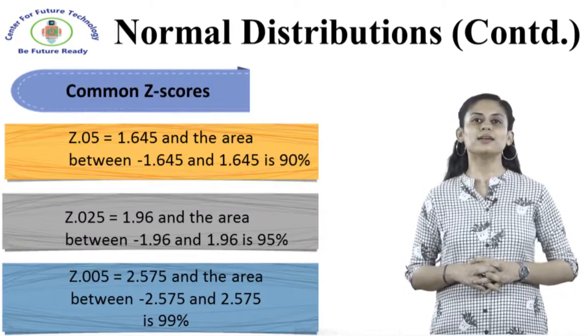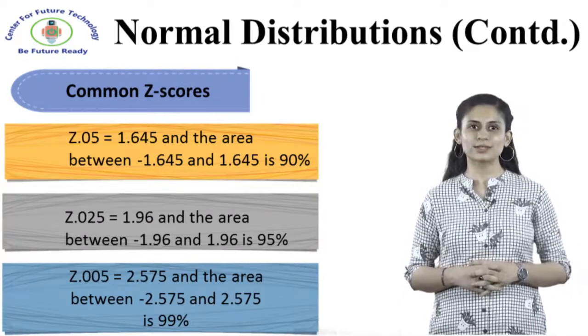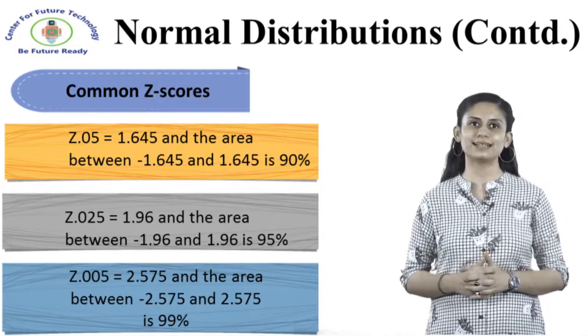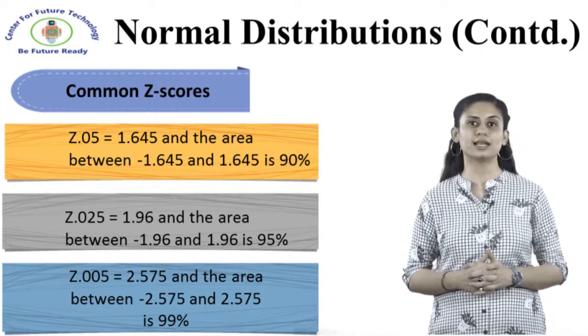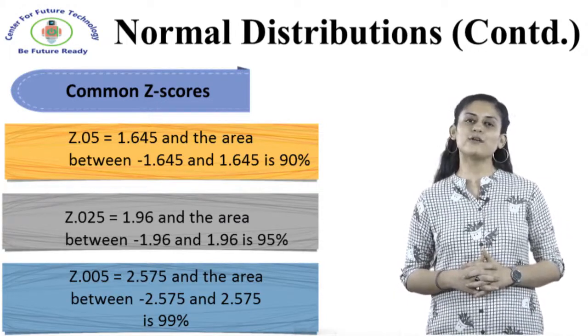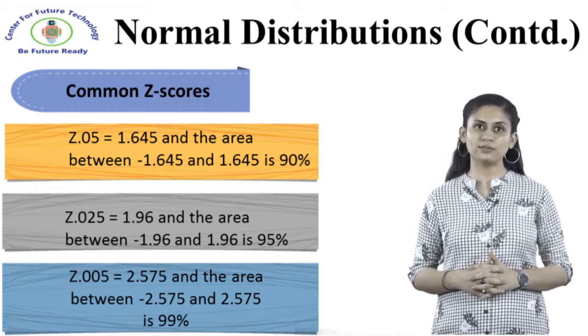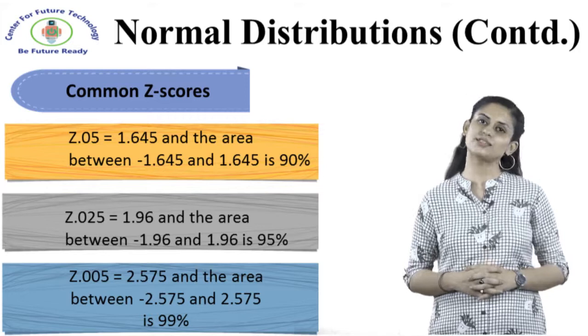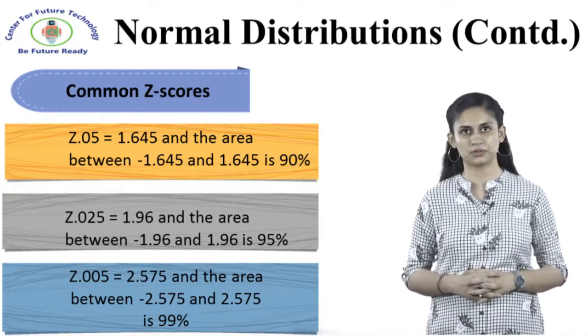Common Z scores: there are many commonly used Z scores. Z.025 equals 1.96 and the area between minus 1.96 and 1.96 is 95%. Z.005 equals 2.575 and the area between minus 2.575 and 2.575 is 99%.